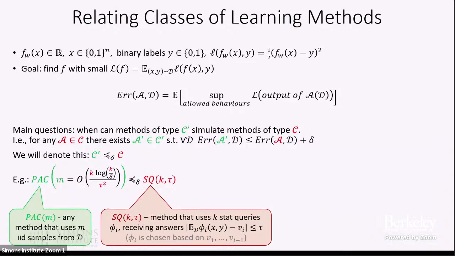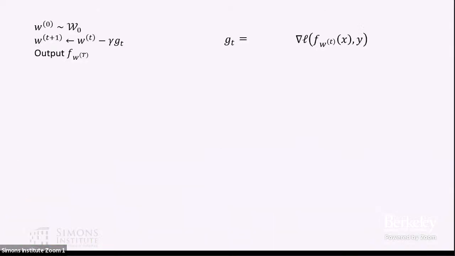Okay, so this is the type of results we want to get. But again, we know very well the relationship between PAC and SQ. We want to get them for gradient descent. Okay, so let's define what we mean by gradient descent.